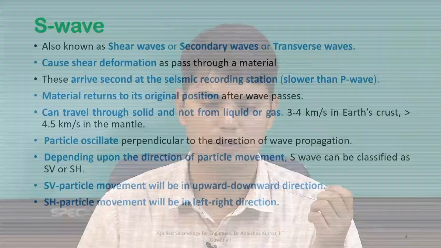The propagation of a shear wave through a medium causes shear deformation, because all the deformations happen perpendicular to the direction of wave propagation. Wave propagation is happening in the medium, as a result of which shearing in the medium happens in the perpendicular direction. These waves arrive second at a recording station, and for that reason we also call them secondary waves.